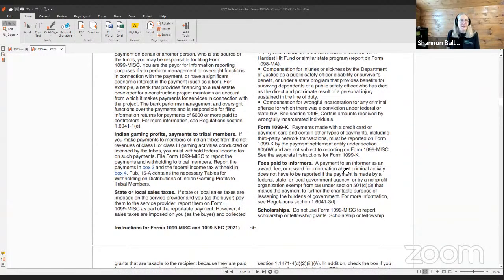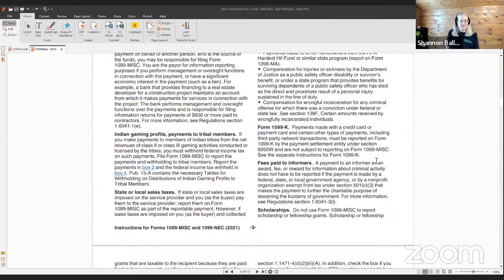Indian gaming profits payable to tribal members. If you make payments to members of Indian tribes from the net revenues of Class 2 or Class 3 gaming activities conducted or licensed by the tribe, you must withhold federal income tax on such payments. File Form 1099-MISC to report the payments and withholding to tribal members. Report the payments in Box 3 and the federal income tax withheld in Box 4. Publication 15-A contains the necessary tables for withholding on distributions of Indian gaming profits to tribal members.